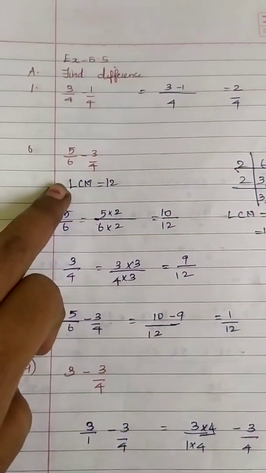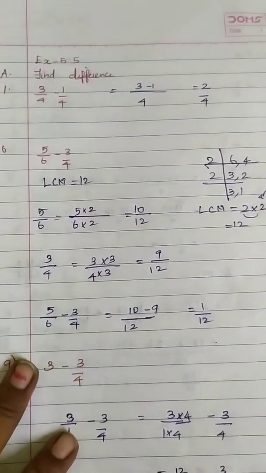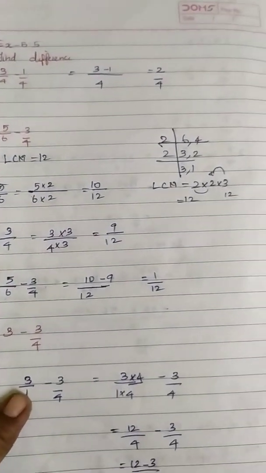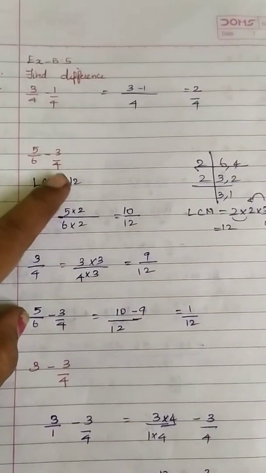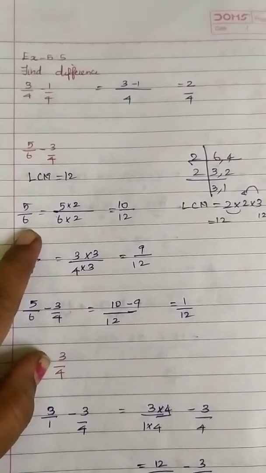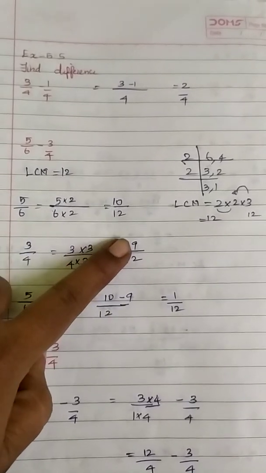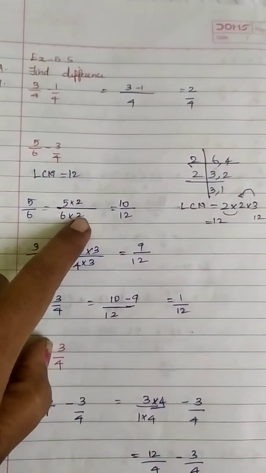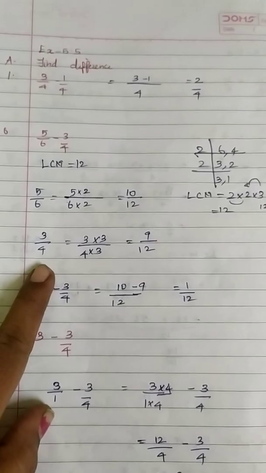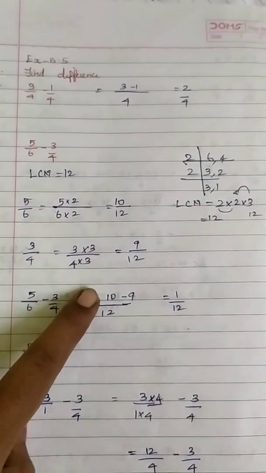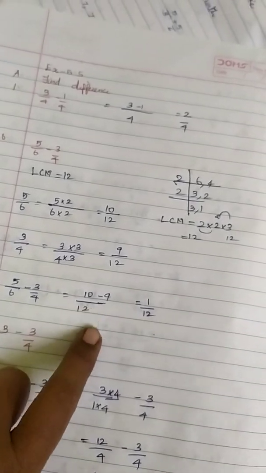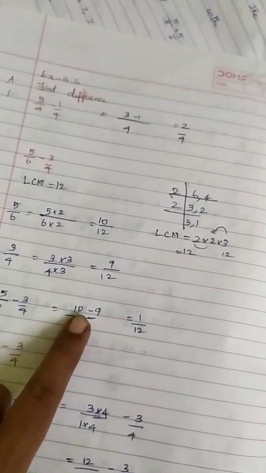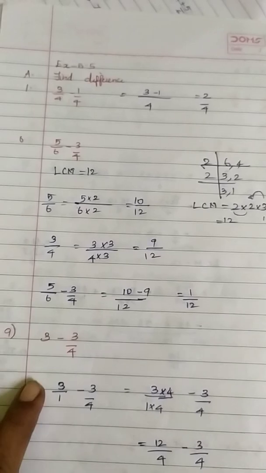Problem number 6, 5 by 6 minus 3 by 4. If you look at the denominators, they were different. So first take the LCM. I have found the LCM as 12. Now going to make 6 and 4 as denominator 12. Multiplying 6 into 2, you will be getting 12. So numerator also multiplying by 2. So 10 by 12. To make 4 as 12, multiplying by 3, both numerator and denominator. So 9 by 12. Now 5 by 6 has become 10 by 12. 3 by 4 has become 9 by 12. 10 minus 9 is 1 by 12.